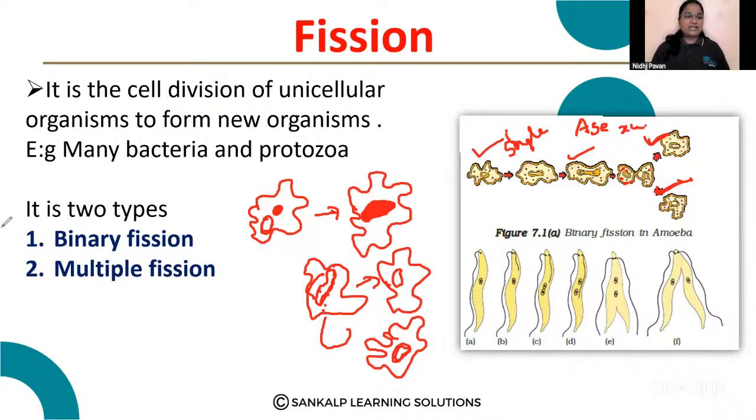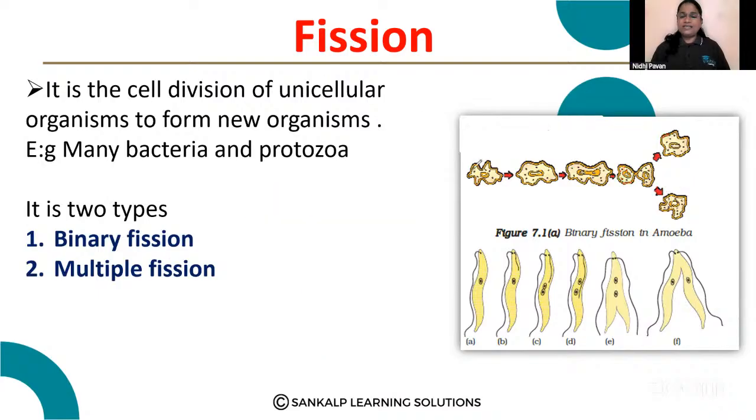Why do we call it fission? Because division happens, right? So it is called fission. See here, from a single parent, two daughter cells we got. Two means what? Bi. Bi means two. Tri means three. Uni means one. Right? So that is why it is called binary fission.